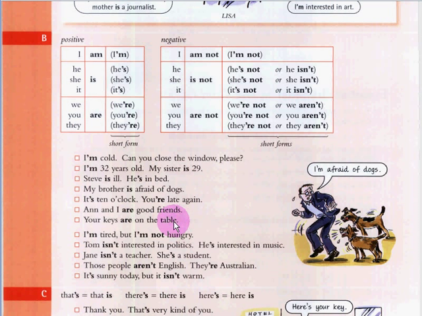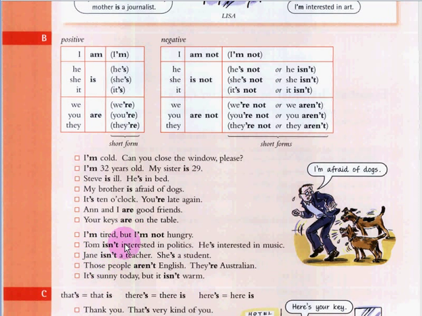Now, here are examples of negative sentences with am, is, and are. I'm tired, but I'm not hungry. I is your S. Am not is your linking verb, or LV, and hungry is the additional information about your S, which is I.